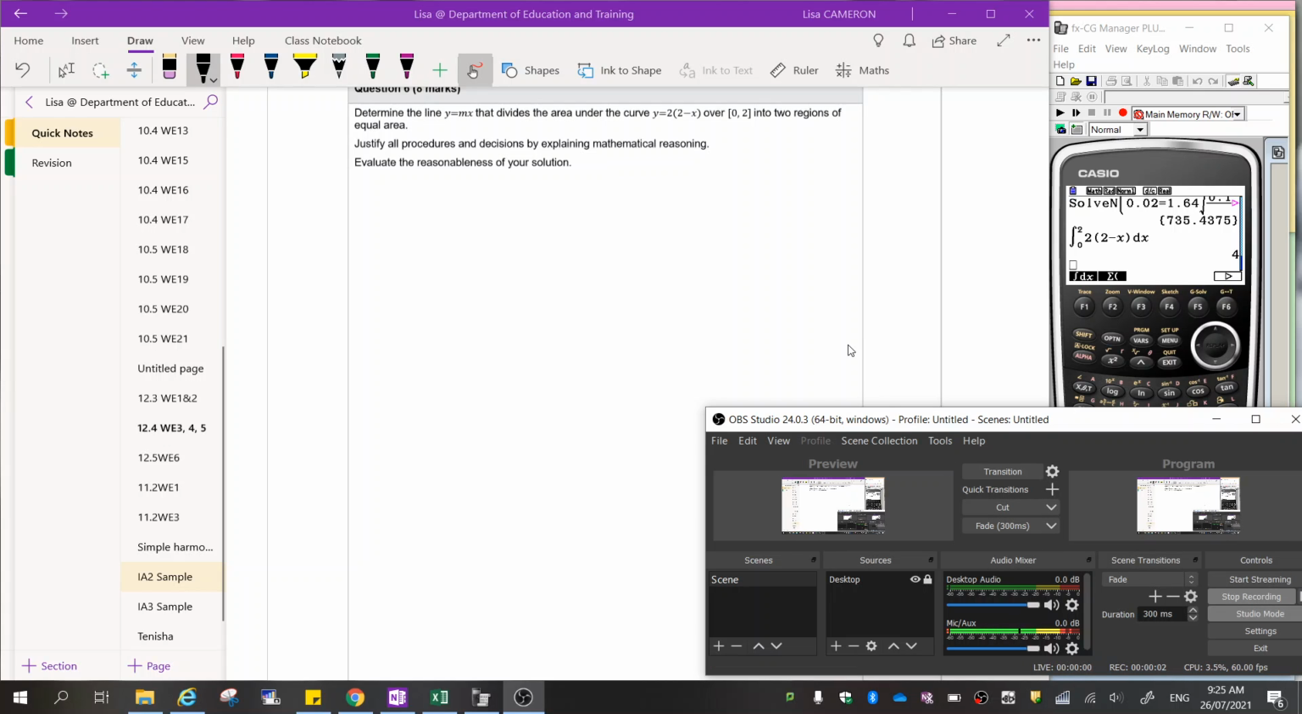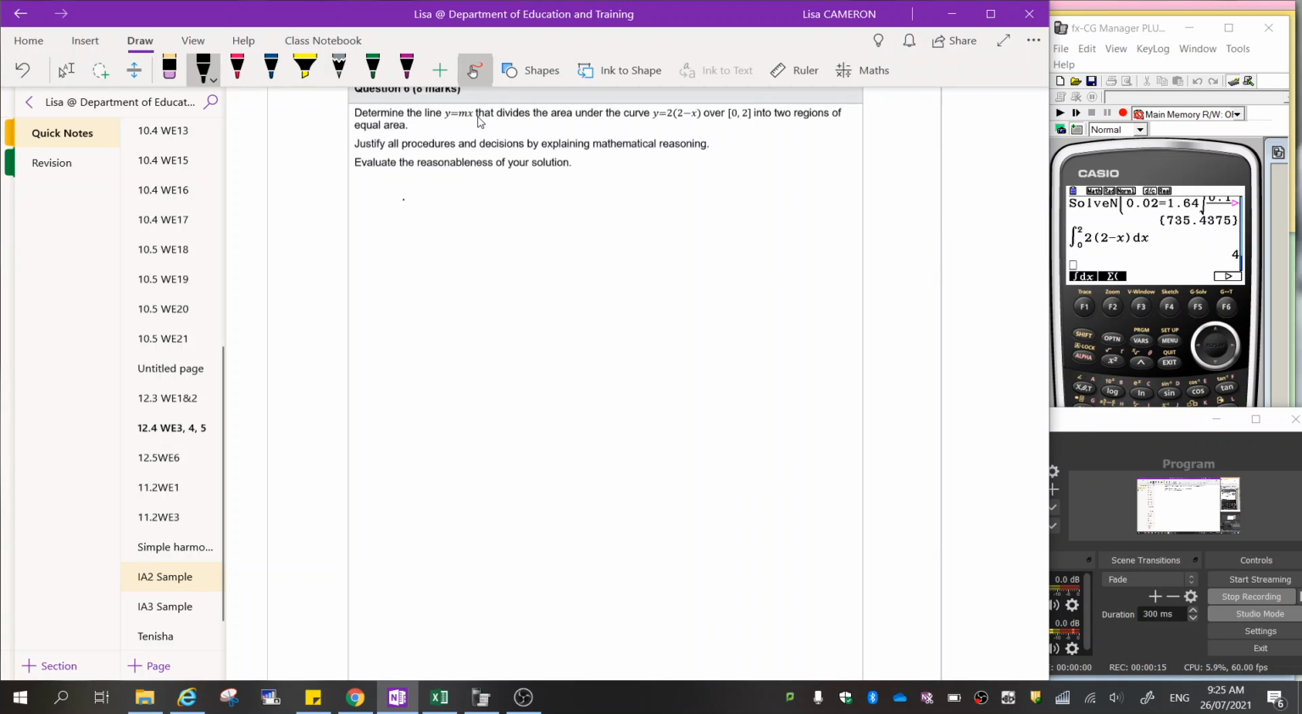Okay, so we're going to do this question twice. We're going to do it the first time for the question that's actually written there, and then we're going to do it the second time for the question that they have answered in the response in the ISMG. Okay, so we're determining the line y equals mx that divides the area underneath this curve over 0 to 2 into two regions of equal area. Justify all procedures and decisions by explaining mathematical reasoning. Evaluate the reasonableness of your solution.